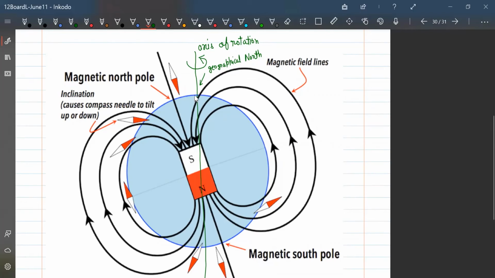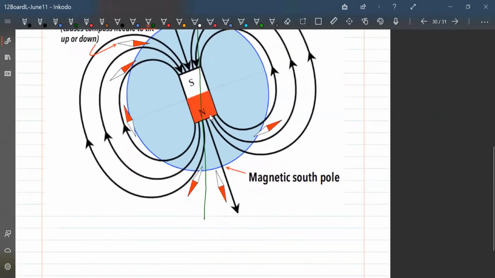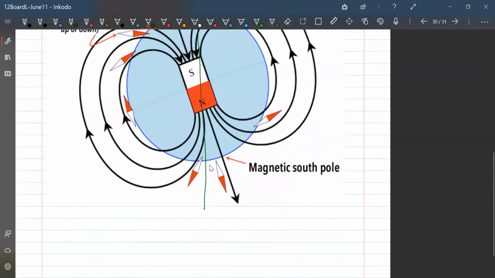And did I say Antarctica? No, this is the Arctic. This is the Arctic. This is the Antarctic. And here we have the geographical south.